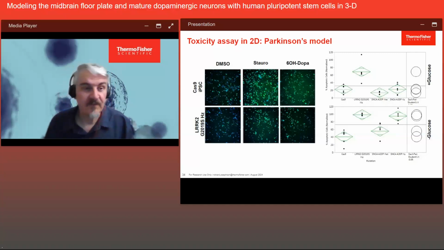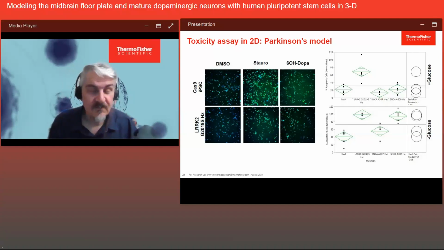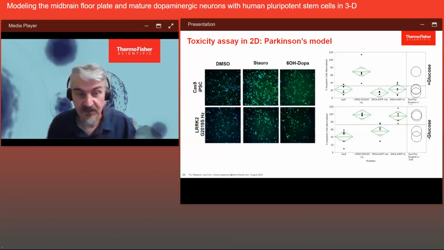On the right, the graphs show that the LRRK2 mutant neurons, which is the second population from the left, show increased sensitivity to 6-hydroxydopamine. Whereas the alpha-synuclein mutant cells, the heterozygotes, are the rightmost population in these graphs, are sensitive to 6-hydroxydopamine only when they're starved for glucose.